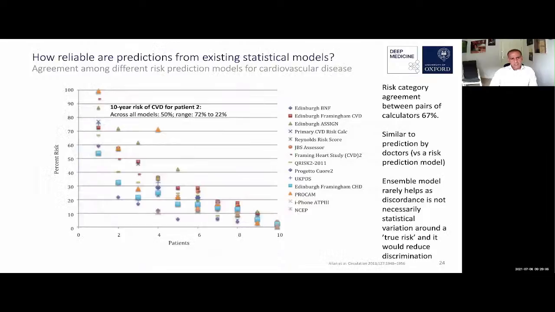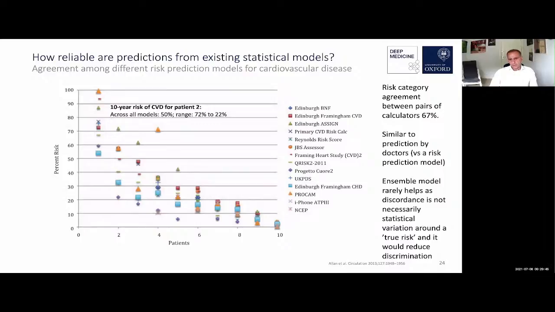And the other challenge that we have is that the statistical prediction tools that we use for predicting risk for some of the major outcomes, in this case cardiovascular disease prevention, tend to be reasonably good in terms of their properties of discrimination. But if one looks at their reliability, in terms of comparing at the level of the individual to what extent predictions are consistent between different models, the picture looks less optimal.